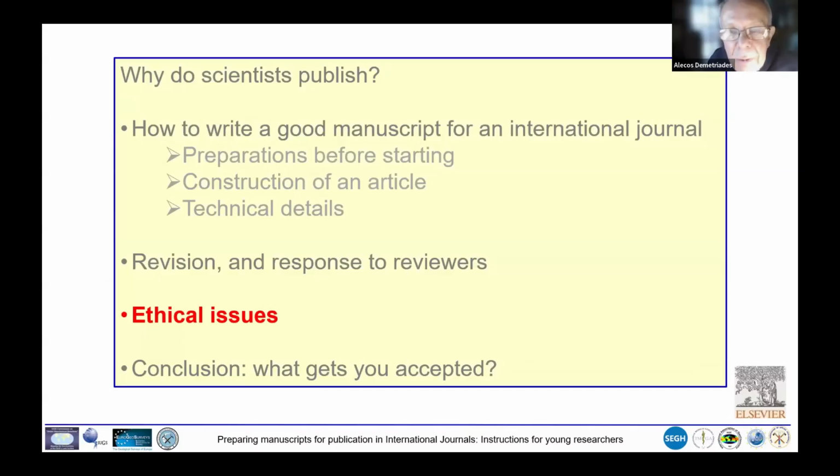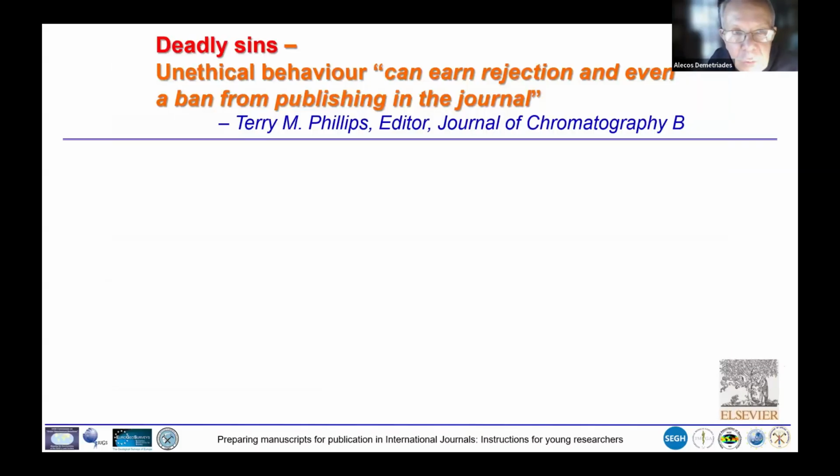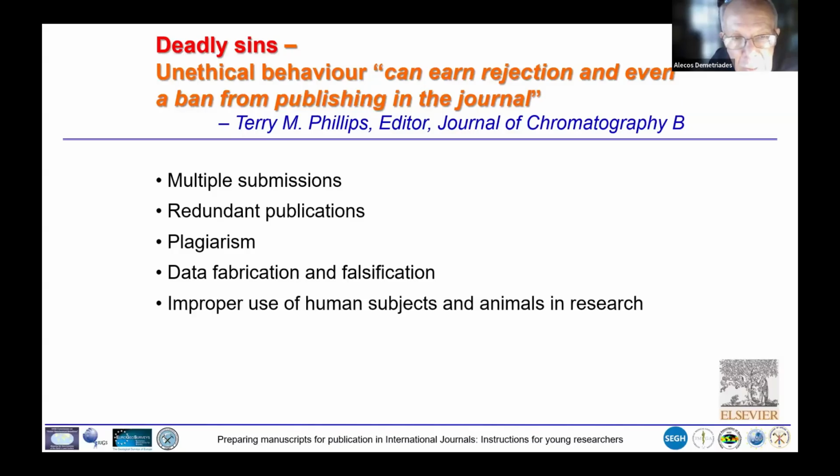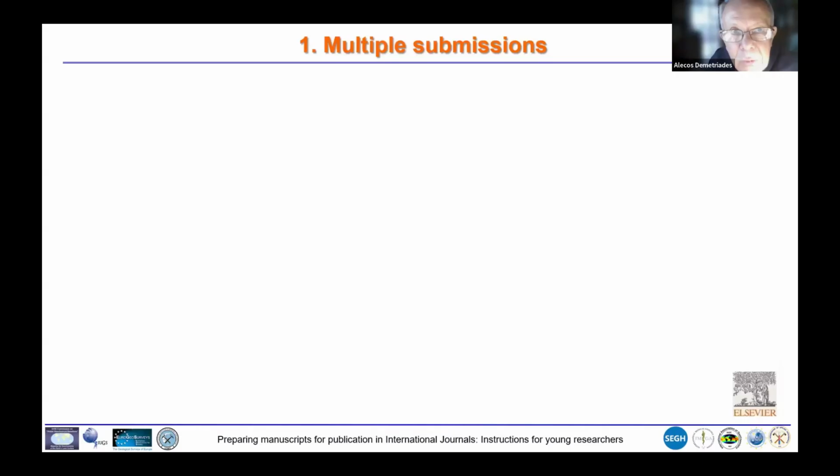Ethical issues. This is an important issue. Deadly sins. Unethical behavior can earn rejection and even a ban from publishing in the journal. Multiple submissions, redundant publications, plagiarism, data fabrication and falsification. Unfortunately, I have seen this in papers. Improper use of human subjects and animals in research. Improper author contribution.